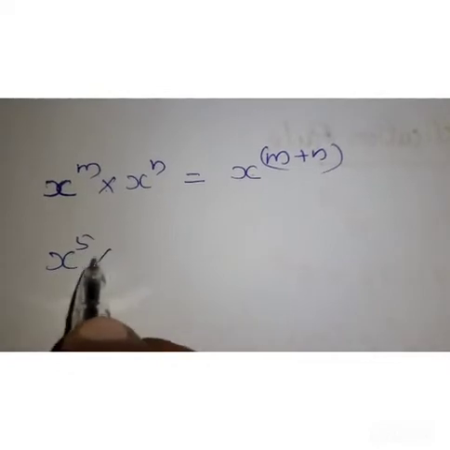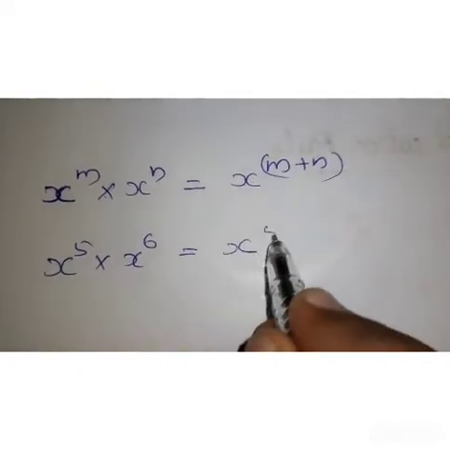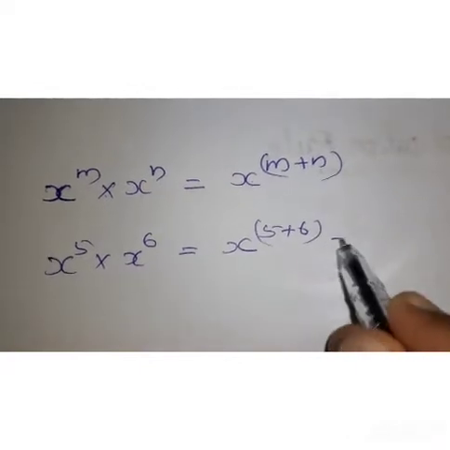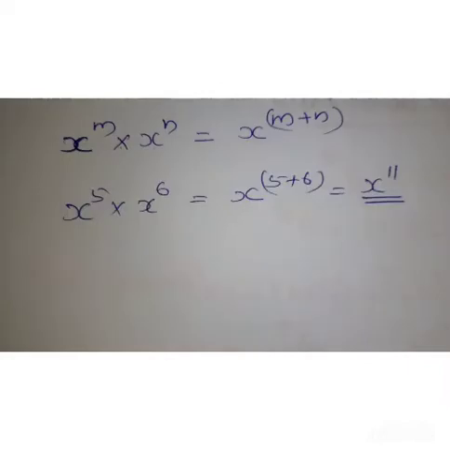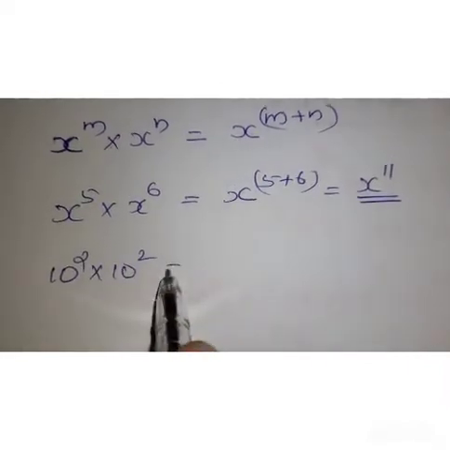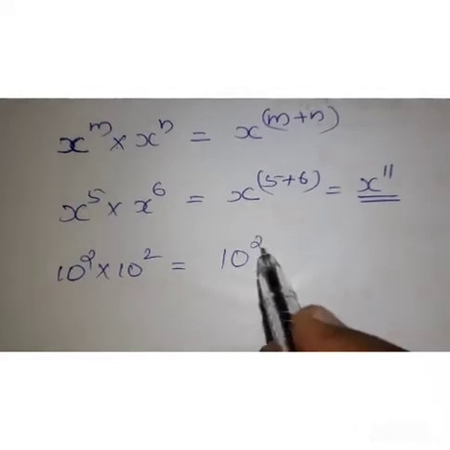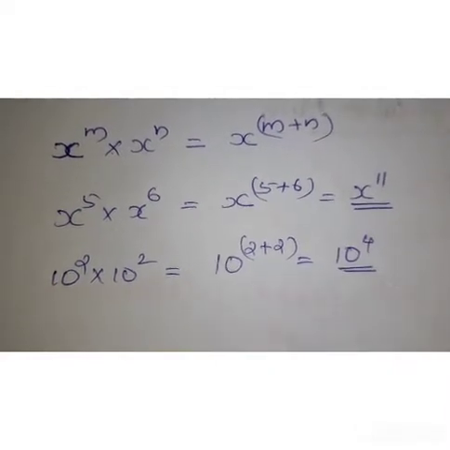x raised to 5 into x raised to 6. How will you write it? x raised to 5 plus 6. The powers should be added. 10 raised to 2 into 10 raised to 2. How will you write it? 10 raised to 2 plus 2. So it is 10 raised to 4.